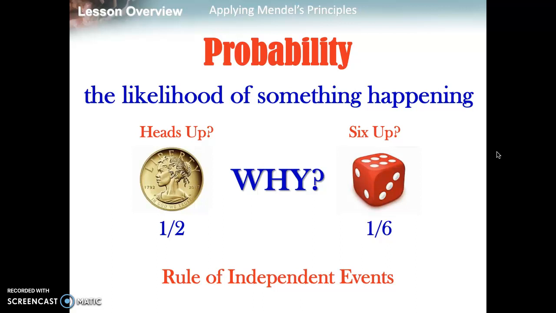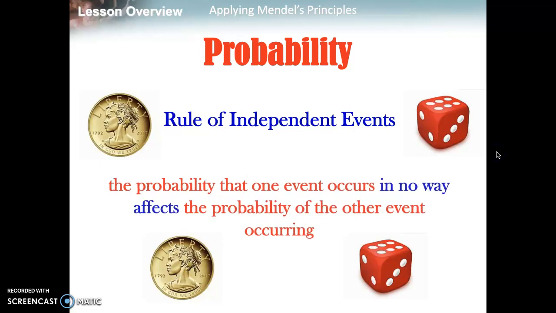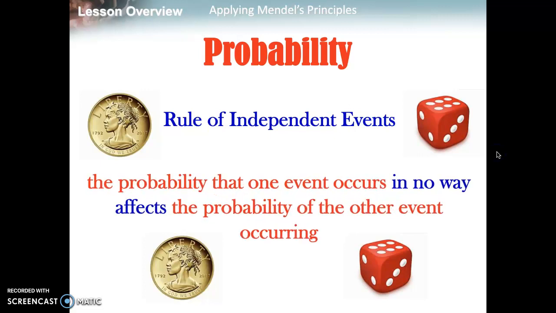This is one of the key rules that we have to understand when doing probability, and when we get into Mendel's principles of genetics, we'll be talking about this again. So again, the rule of independent events simply says the probability that one event occurs is in no way affected by the probability of the other event occurring. In other words, the second flip is not affected by the first flip. Just because you get a heads the first time doesn't mean you have to get a tails the second time. Same thing with rolling the die.